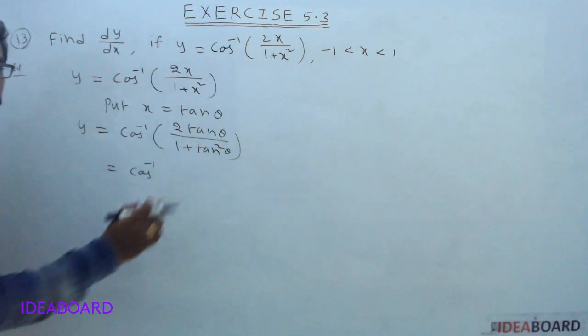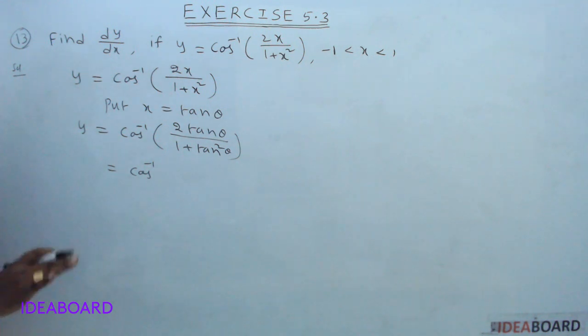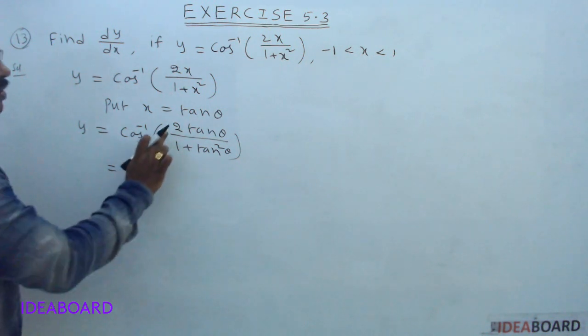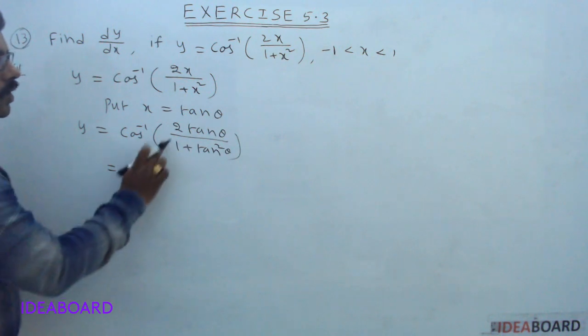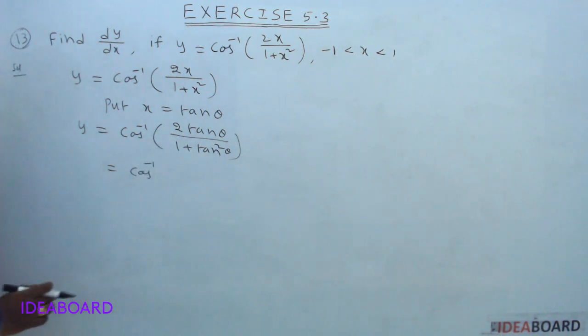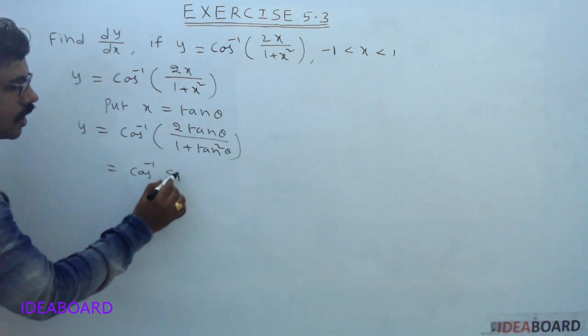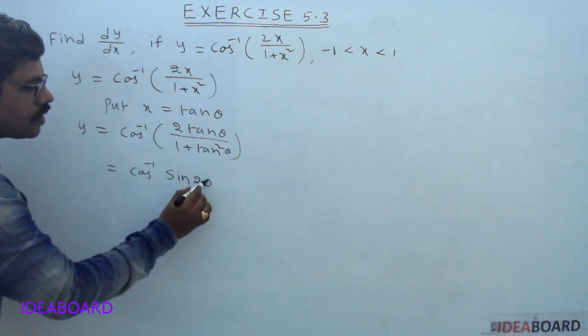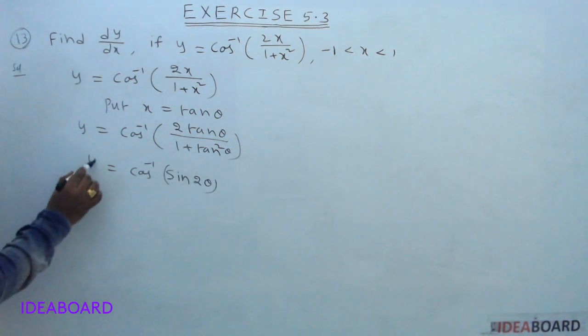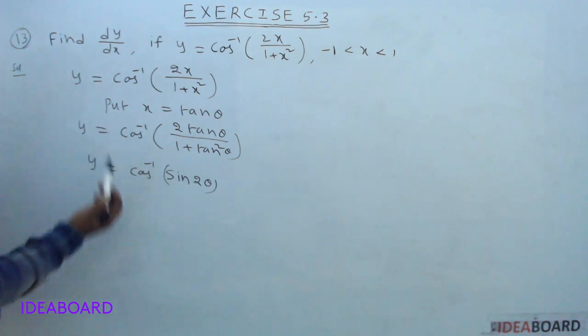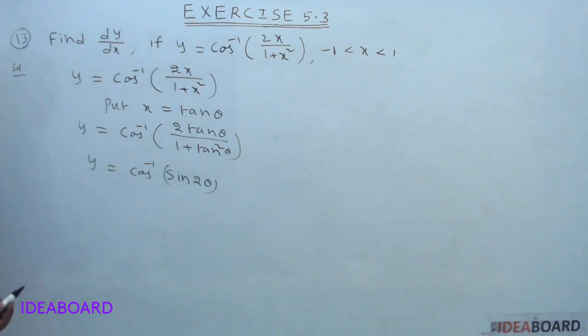Now this is the formula for sin 2 theta. Sin 2 theta equals 2 tan theta divided by 1 plus tan square theta. So instead of this expression, you write down sin 2 theta. So y equals cos inverse of sin 2 theta.